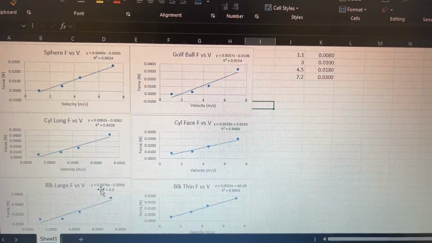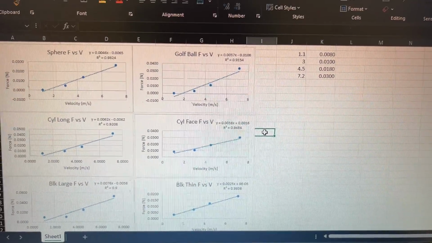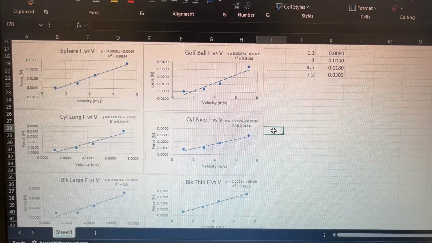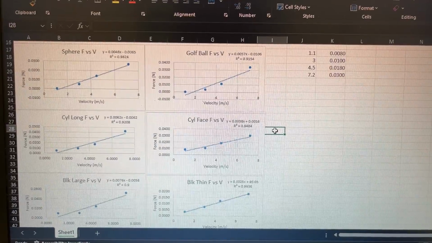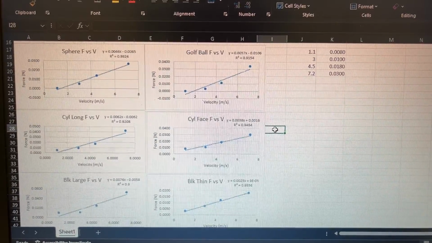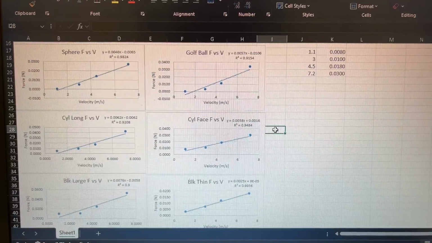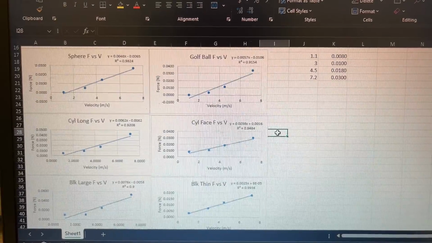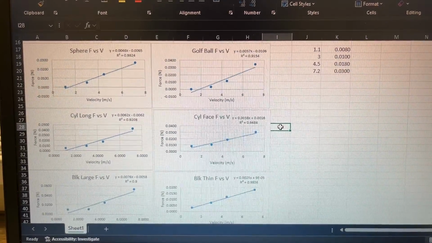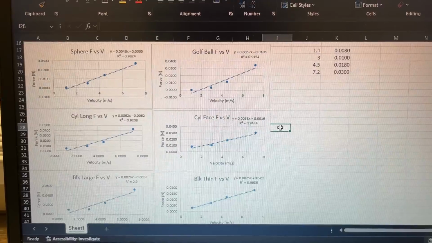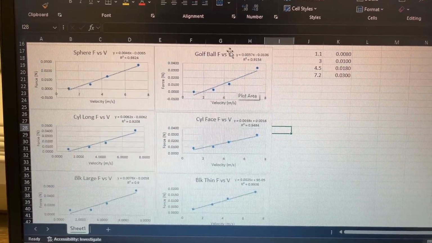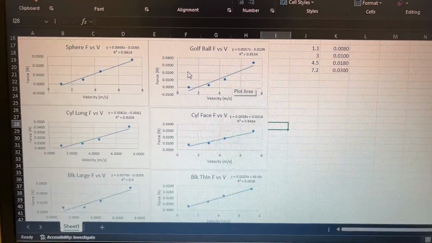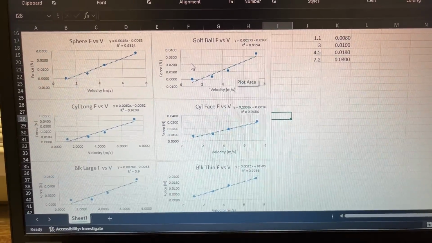And I found it interesting that the R squared value for the large block's face in the wind tunnel has the lowest R squared value, considering I figured it would be the most linear, but I guess it's not. That might have been a measurement error or something like that. I'm not quite sure, but I thought that was interesting. And so yeah, these are all the equations for all of the profiles in the wind tunnel, and that concludes this video for steps 5 through 7.